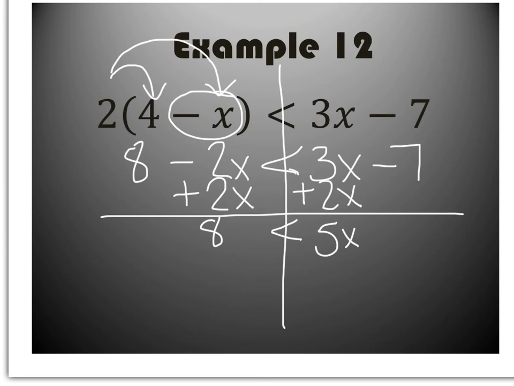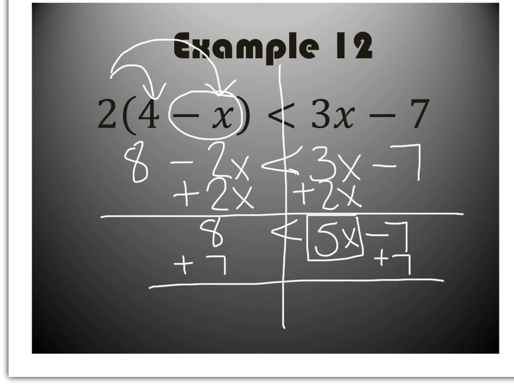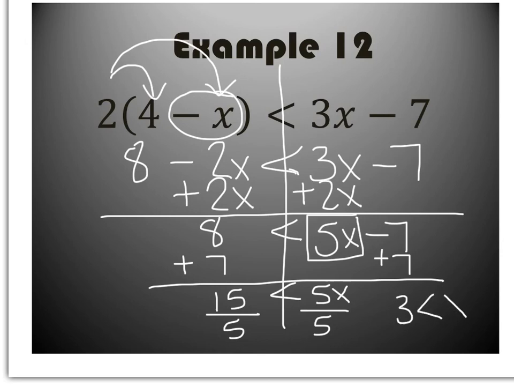So this gives us 8 is less than 5x minus 7. Now we have to get the x term by itself. Since this is a negative 7, we have to add 7 to both sides. So now we have 15 is less than 5x. Now we got to get x by itself. So now we divide both sides by 5. So we end up with 3 is less than x. If we read it backwards, it would say x is greater than 3.